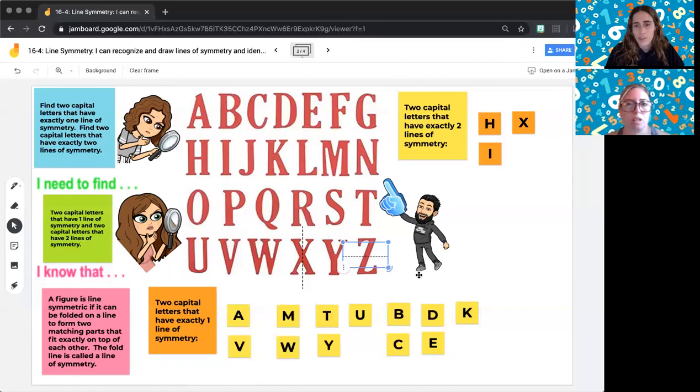So what I'm going to do is put this here on top of the B, D, K, C, and E, and this in the middle here, so that we know which way we found the symmetry. Yep. So why don't we take a look at the next question?